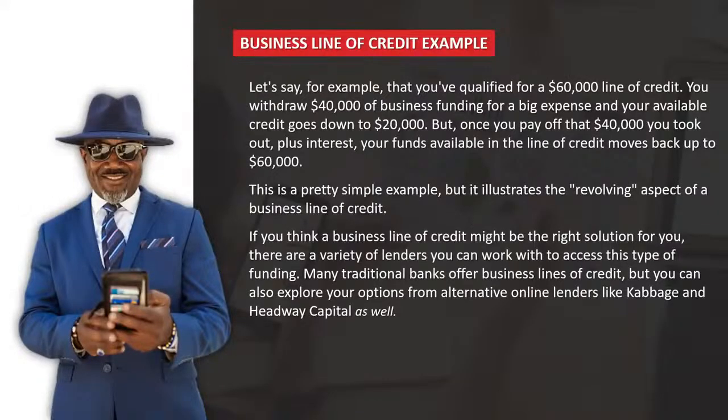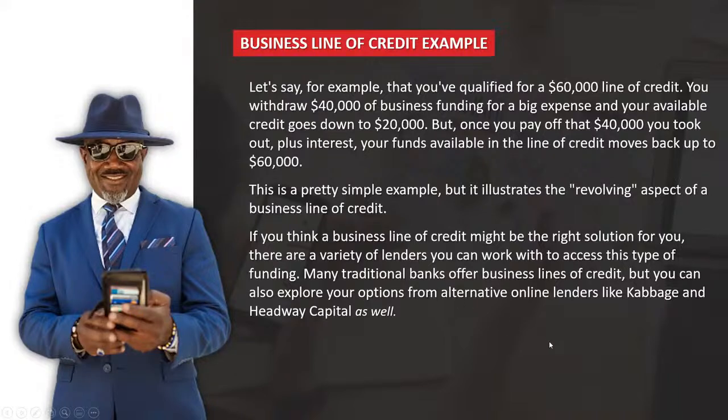Here's a business line of credit example, pretty much what we talked about before. You qualify for a $60,000 line of credit. You withdraw $40,000 of business funding for a big expense, and it takes your available credit down to $20,000, right? Once you pay off the $40,000 you took out plus interest, your funds are back available to $60,000. Super easy to understand, okay?